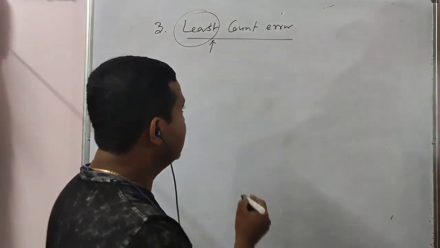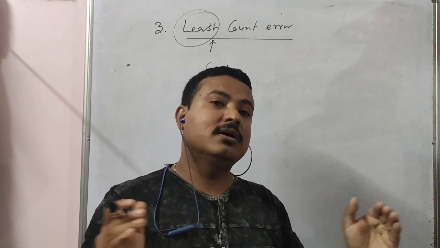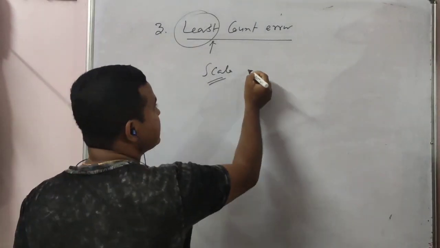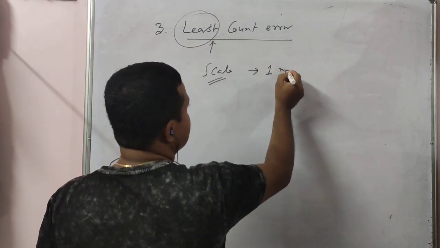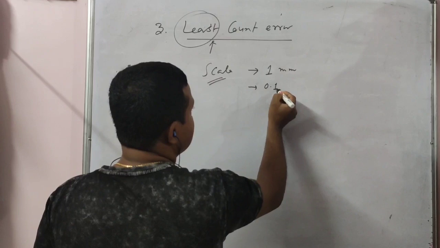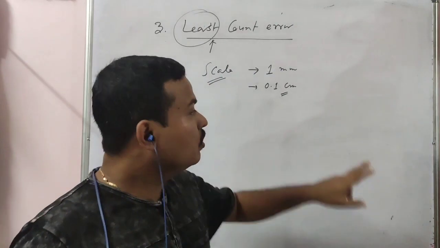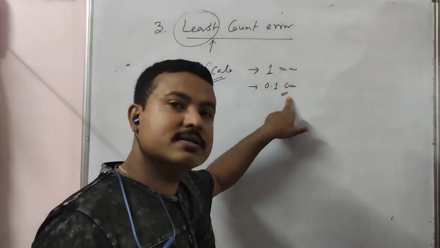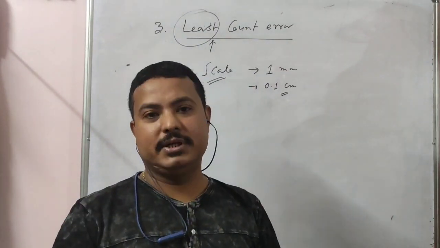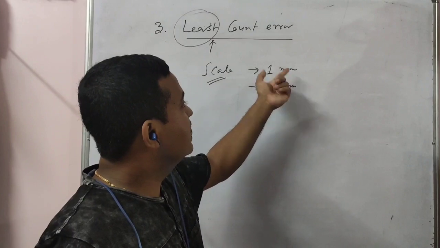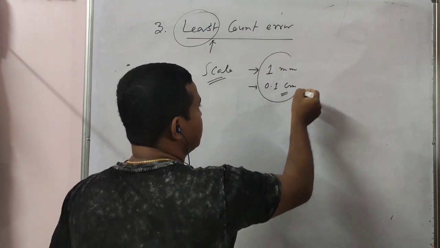Say for example, the scale which we are using to measure certain length. What is the minimum value of the scale? 1 millimeter, that is 0.1 centimeter. That means with that meter scale we can measure up to 1 millimeter or 0.1 centimeter. We cannot measure length which is less than 1 millimeter, because the least count of the scale is 1 millimeter. So this is the least count.